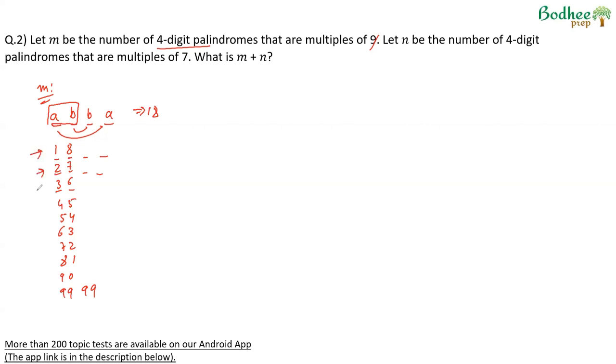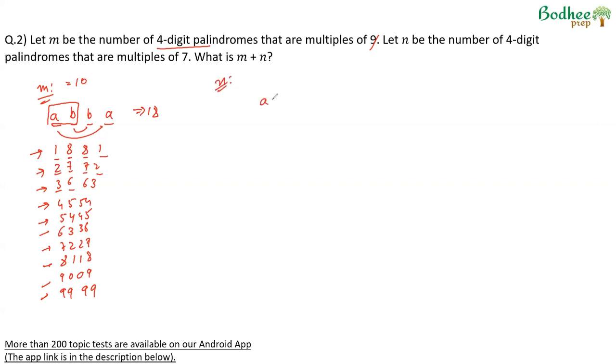This becomes 1, 2, 3, 4, 5, 6, 7, 8, 9, 10. So these are the palindromes that we have, which would be multiples of 9. So m becomes 10. What about n now?